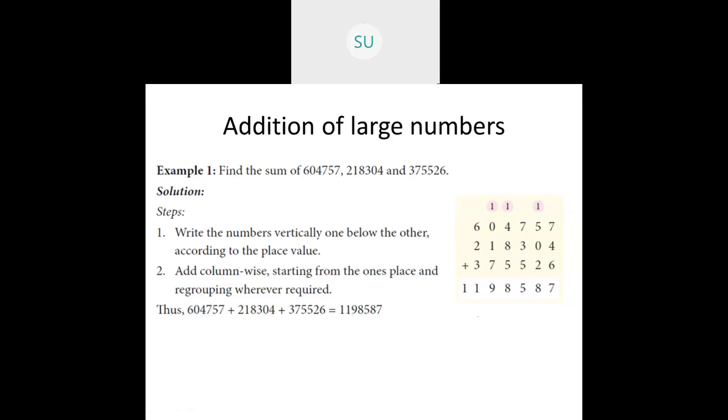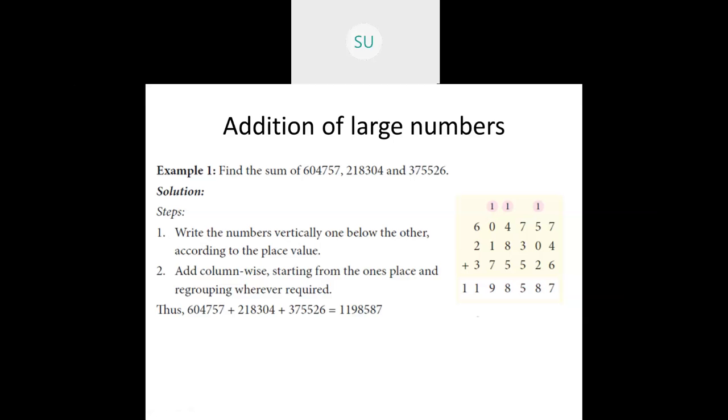First, you arrange the given numbers vertically, one below the other according to their place value. Then you start adding them column-wise, starting from the ones place. So first you add the ones place, then tens, hundreds, thousands, and so on up to the last place.